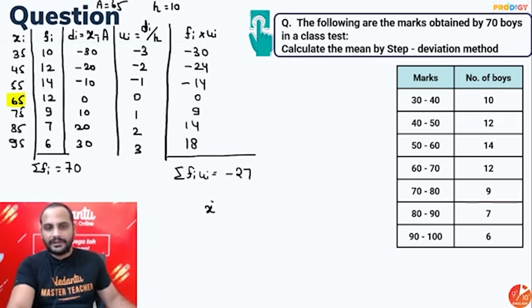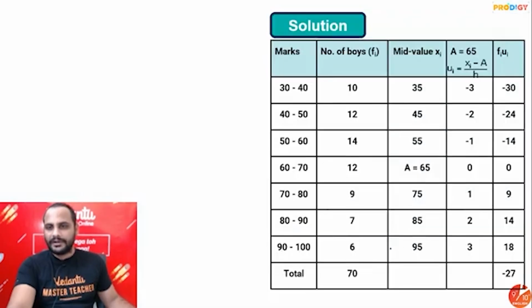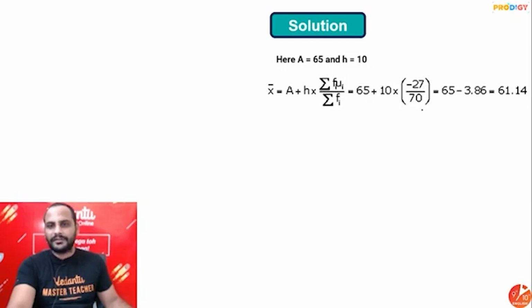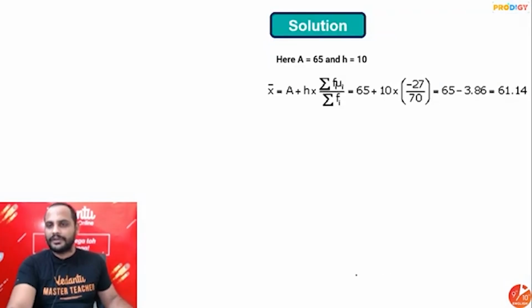So the mean will be equal to a plus summation of fi into ui divided by summation of fi, into h. So the assumed mean was 65 plus summation of fi into ui, which has come as minus 27, divided by 70, into 10. This got cancelled with this. So 65 minus 27 by 7 will be what? Around minus 3.86. So 61 point something, 61.14.